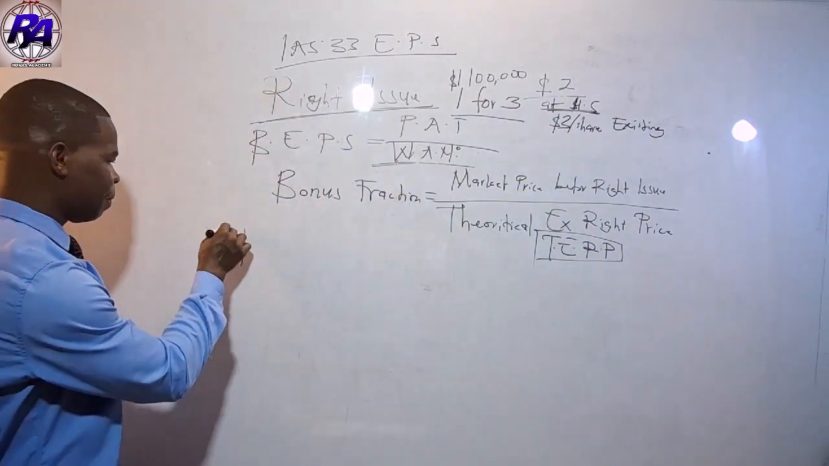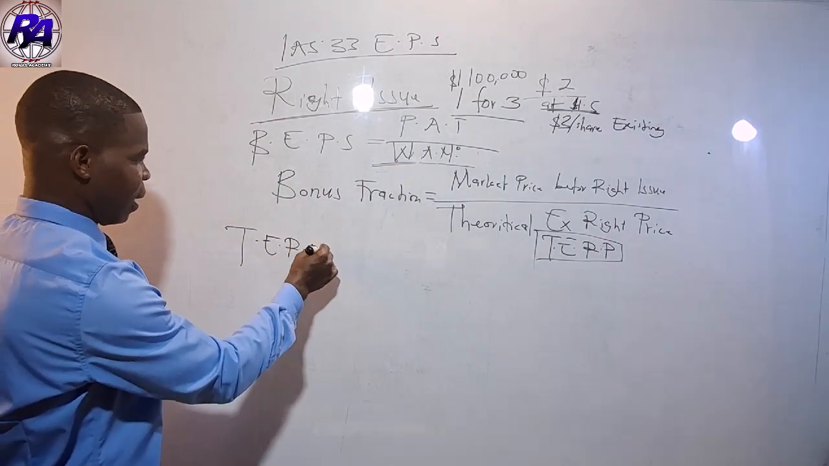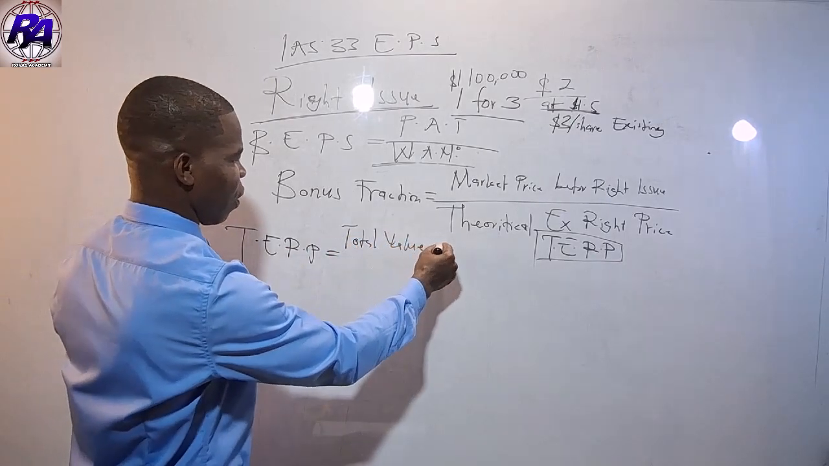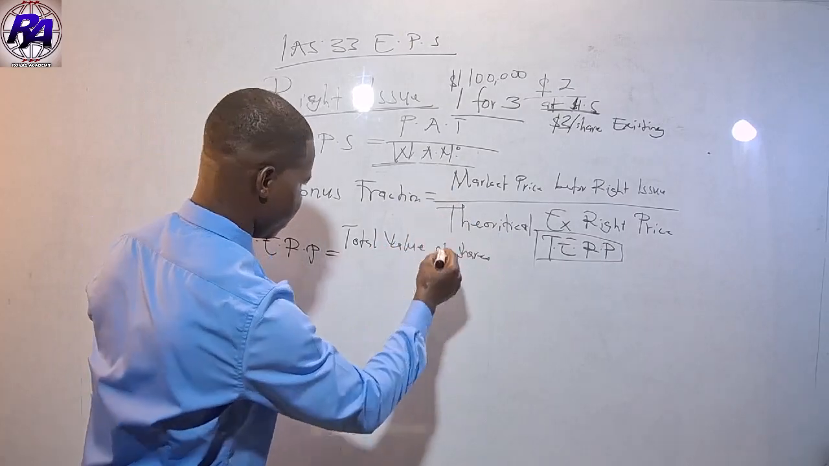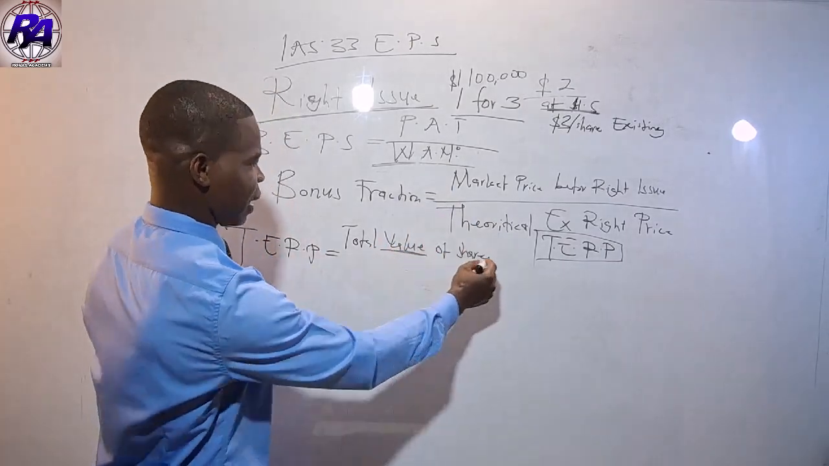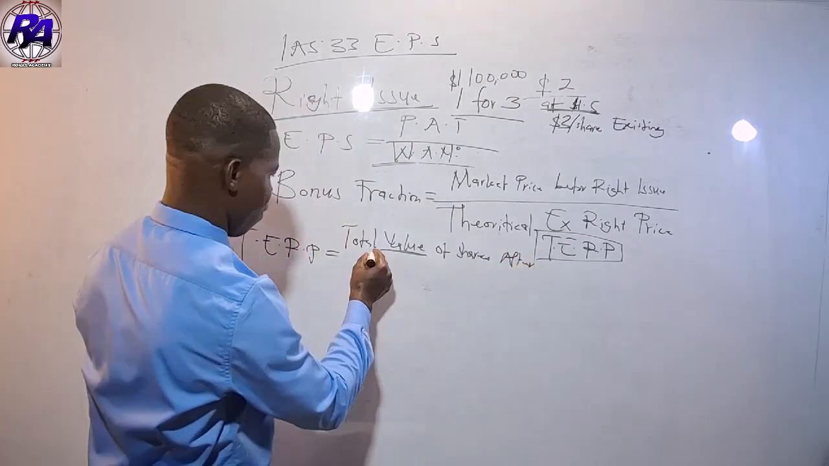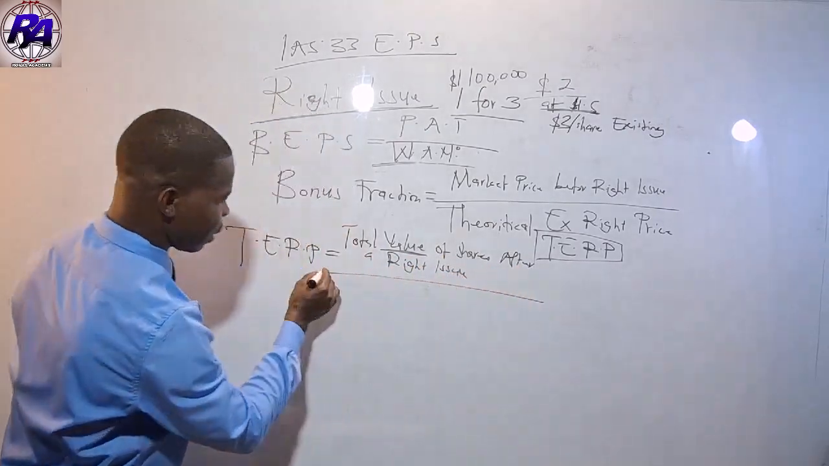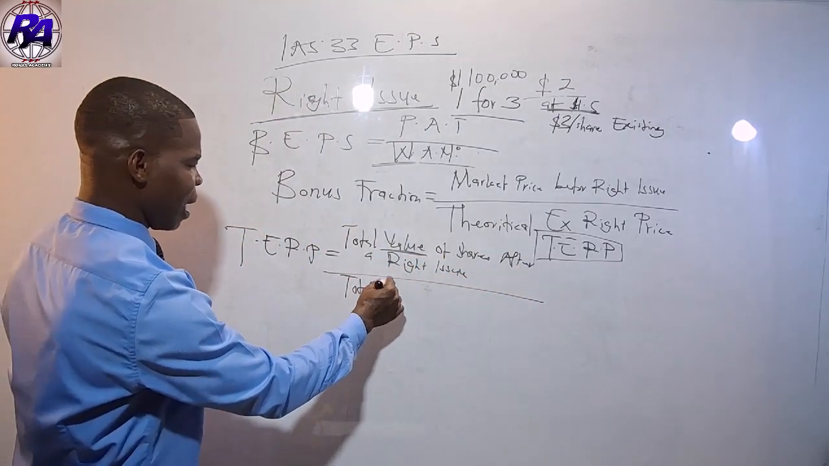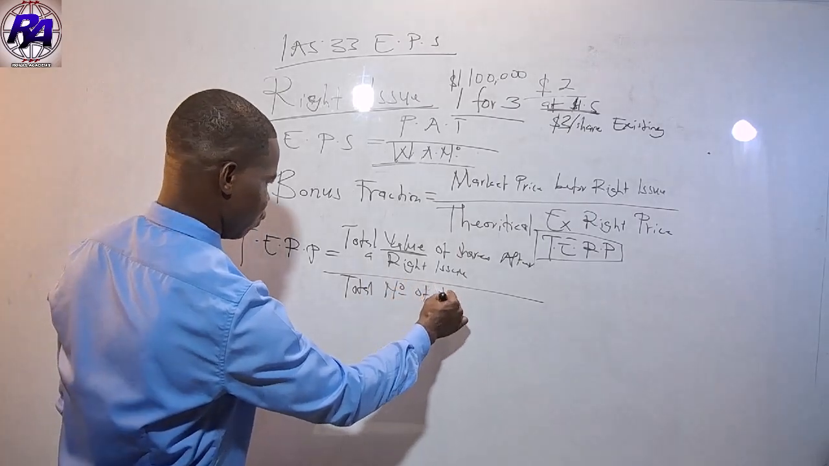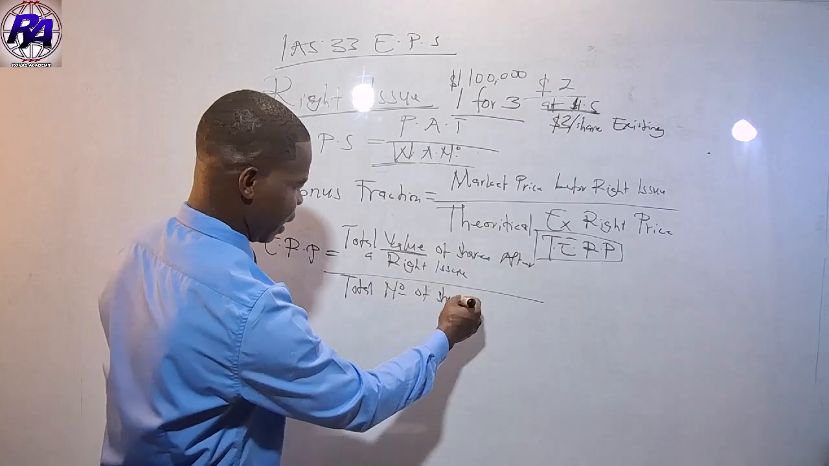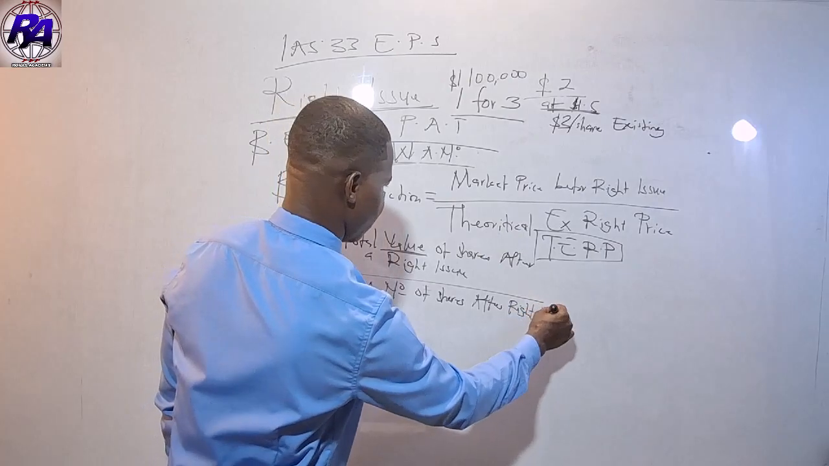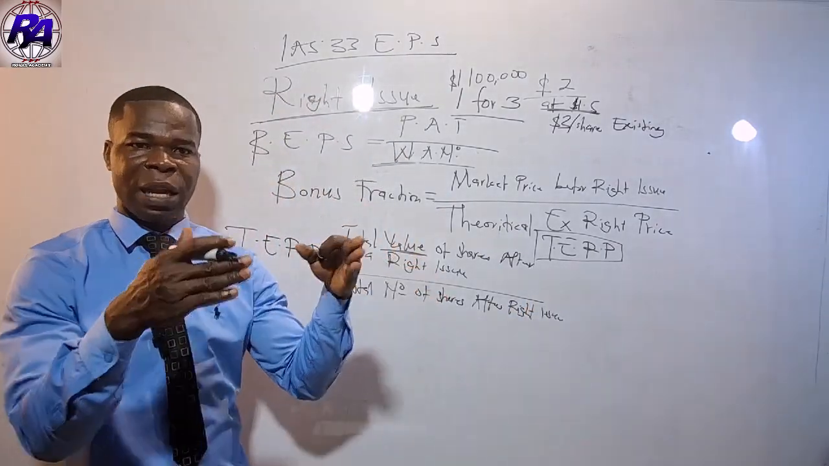Now, our theoretical ex-rights price is basically the total value of shares after a rights issue, all divided by the total number of shares after the rights issue. So it's a different thing: this is the value, and this is the total number of shares after the rights issue. So we are looking at totals.